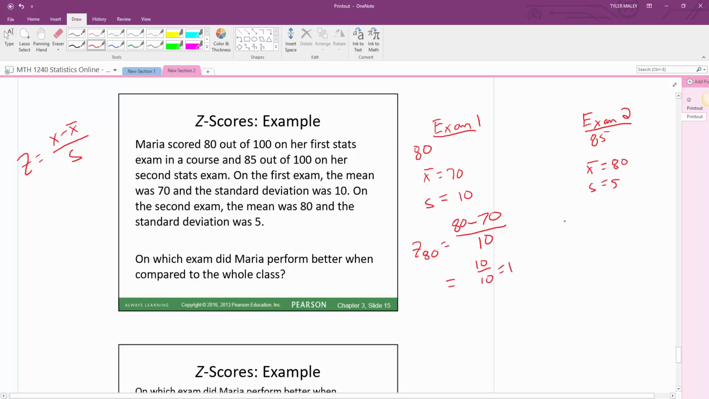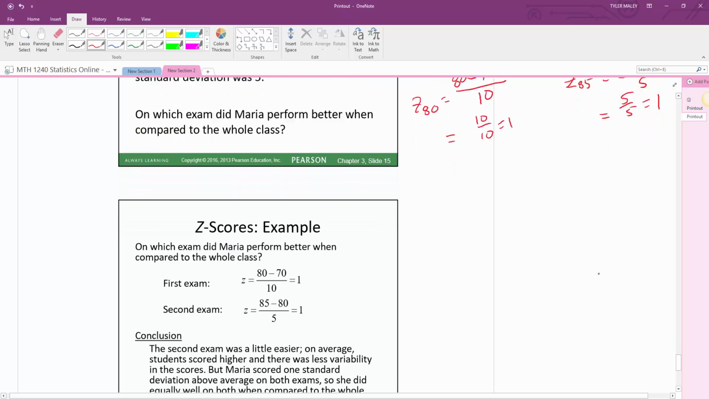And then over here, I would do a z-score of 85. So I would take 85 minus 80 divided by 5. So this would be 5 over 5, which is also 1, right? So now my z-scores are the same. So it means that I didn't do better on either exam when we compare to the whole class, right?